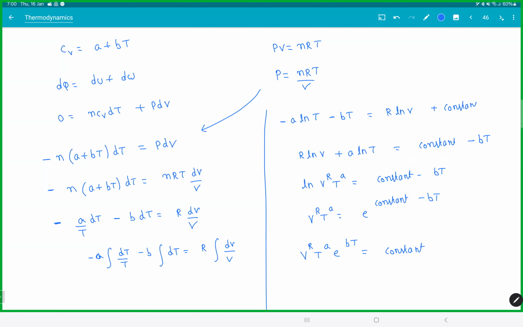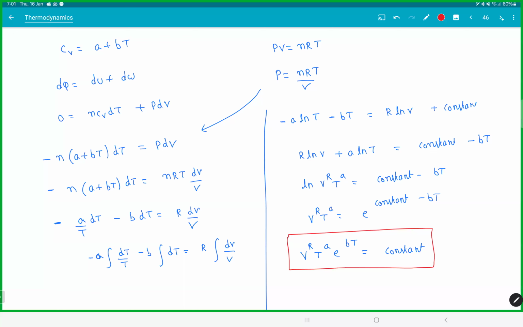The option should look like this: V power R, T power A, e power BT and all this stuff. So this is the relation between volume and temperature. Doesn't look that great, but yeah. Clear, everyone?